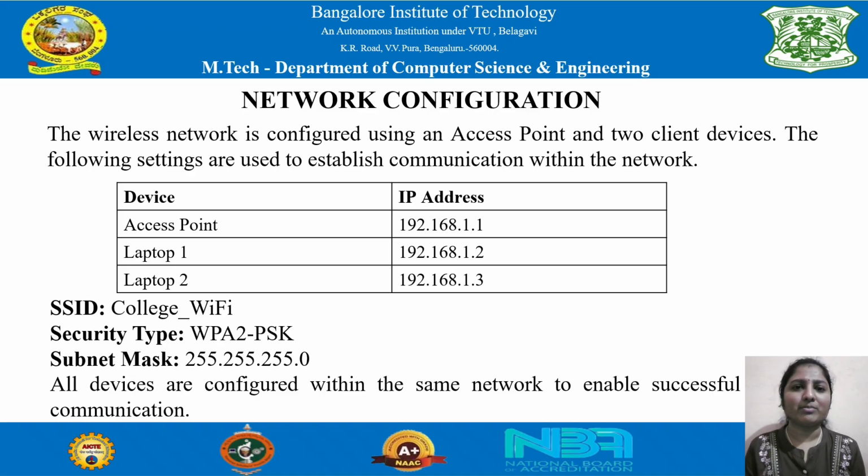For security purposes, WPA2 PSK is used to protect the network from unauthorized access. A subnet mask of 255.255.255.0 is used and all devices are configured in the same network. As a result, successful wireless communication and data exchange can take place between the connected devices.